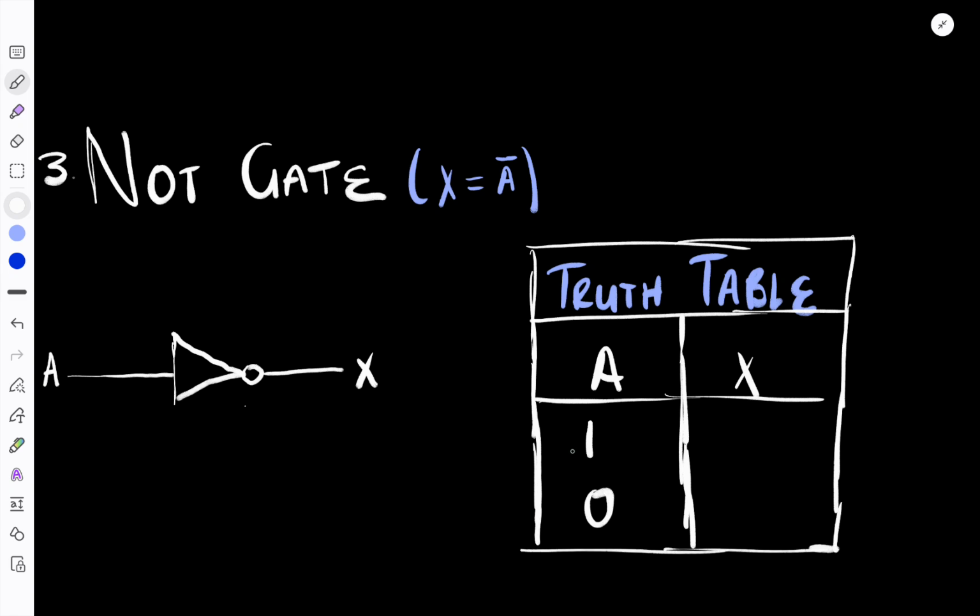So now, when it comes in as a 1, it flips. It becomes 0. When it comes in as a 0, it's flipped. It becomes 1. And this is going to be the truth table for the NOT gate. Here we have the first 3 gates, and we can go on and on and on.